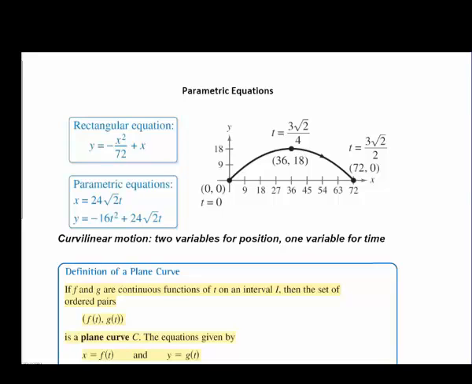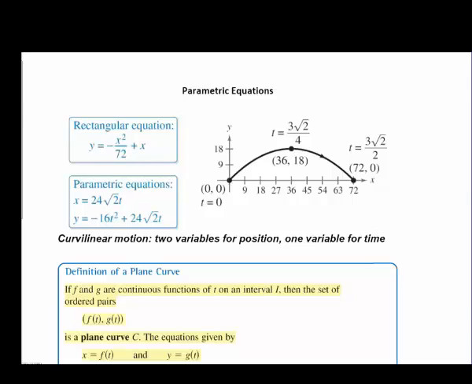So we've talked about rectangular equations, and those are equations that are set on the Cartesian plane, where you have an x and a y coordinate, and so you have two variables. And so today we're going to talk about parametric equations, and that's when you have a curvilinear motion. You have two variables for position.